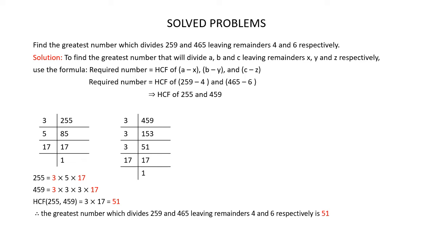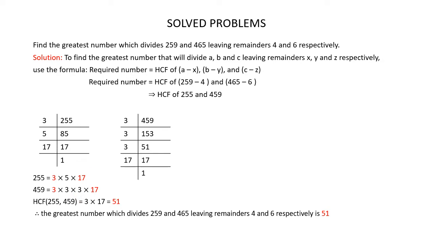Now let's find the prime factors for 459. 459 divided by 3 is 153. 153 divided by 3 is 51. 51 divided by 3 is 17 and 17 divided by 17 is 1. So the prime factors here are 3, 3, 3, 17 and 1. So 459 can be written as 3 multiplied by 3 multiplied by 3 multiplied by 17.